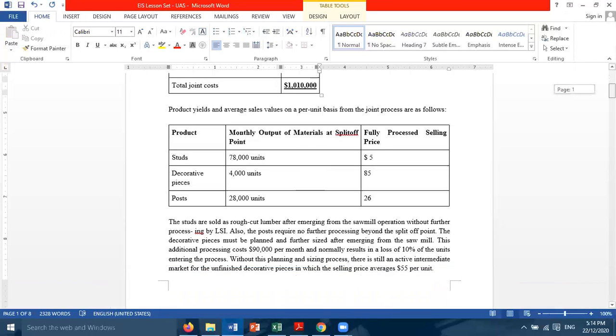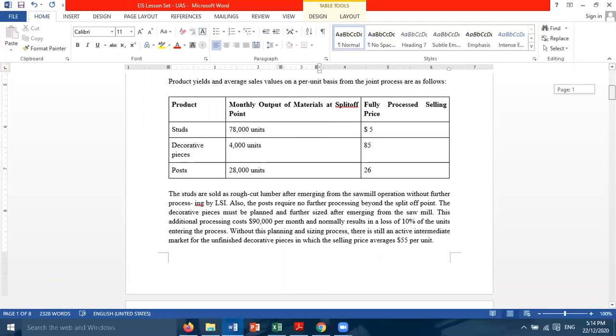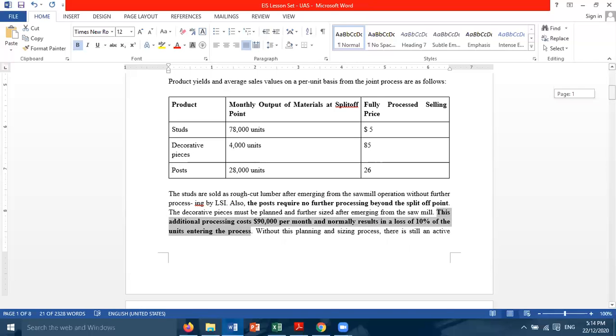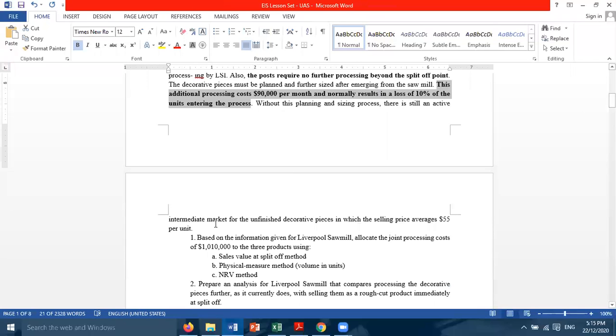Now, the studs are sold as rough cut lumber after emerging from the sawmill operation without further processing. Also, the posts require no further processing beyond the split off point. So an important information is that posts require no further processing. Then the decorative pieces must be planed and further sized after emerging from the sawmill. This additional processing costs 90,000 per month and normally results in a loss of 10% of the units entering the process. Without this planing and sizing process, there is still an active intermediate market for the unfinished decorative pieces, which sell at prices averaging $55 per unit.